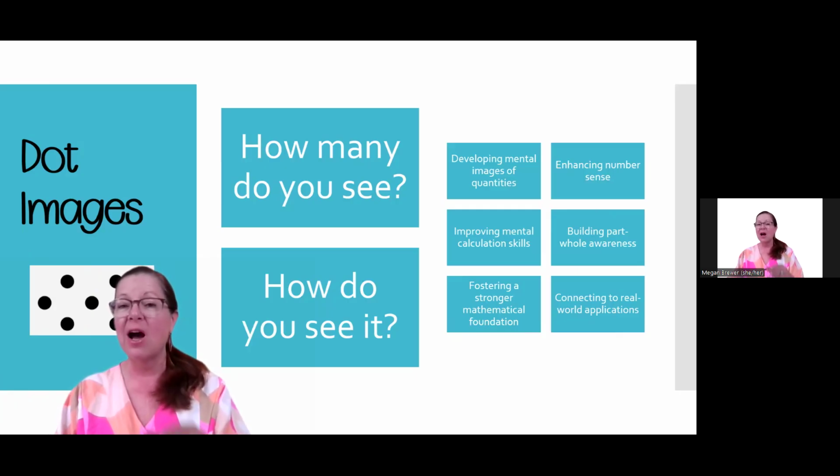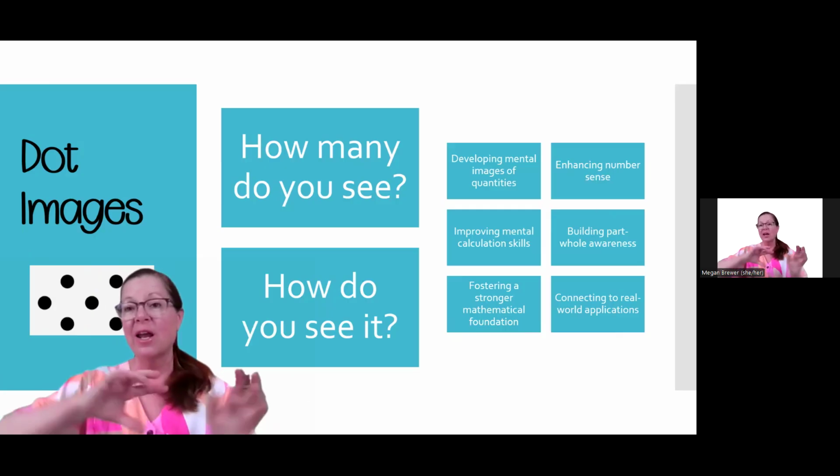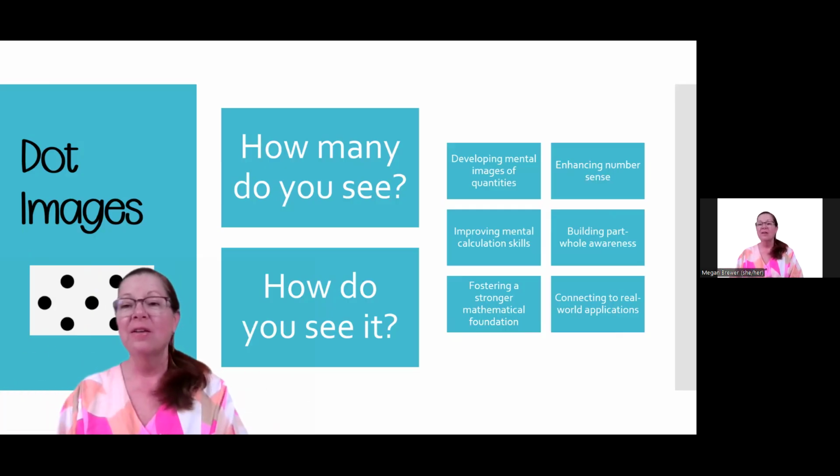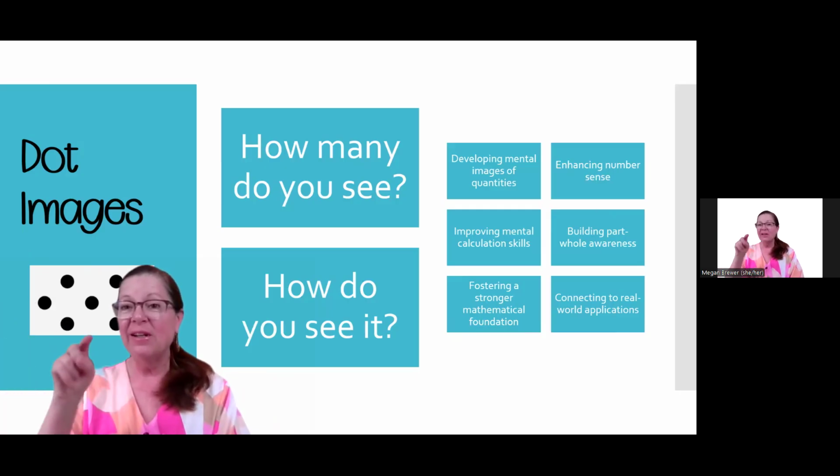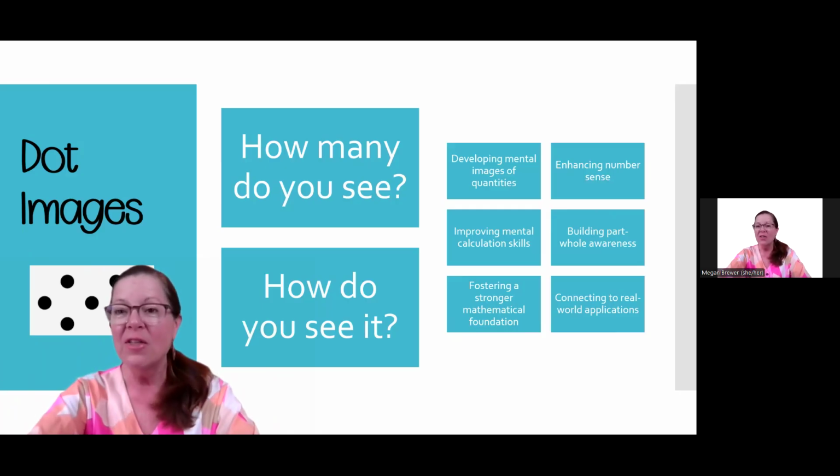Another student might say, I saw 4 over here and I saw 3 here. So I might be recording 4 and 3. 7 equals 4 plus 3. All these different ways to decompose and compose whatever the number is. Here are some more benefits of providing dot images work with your kindergartners.